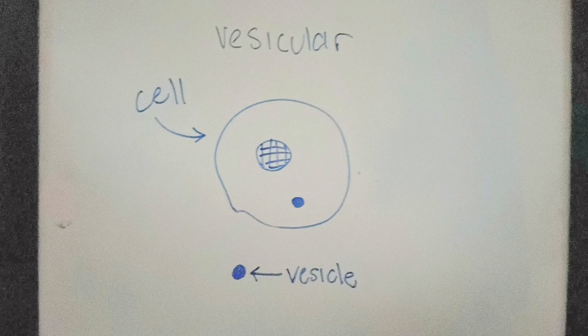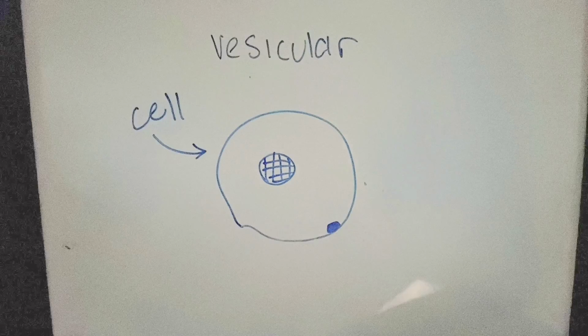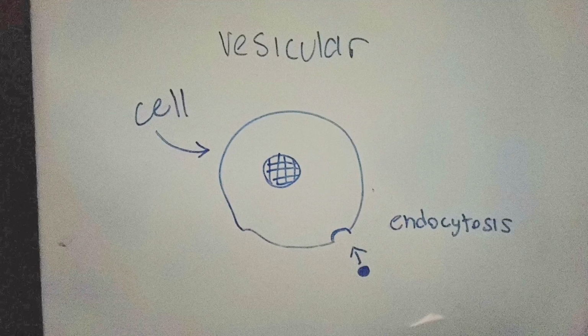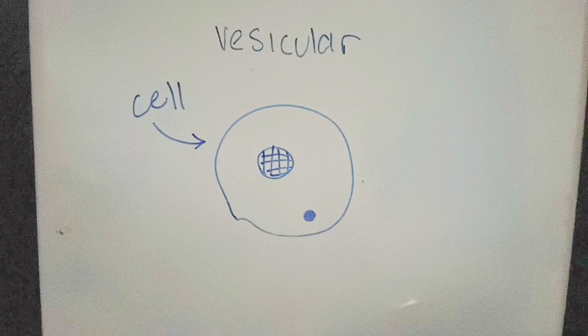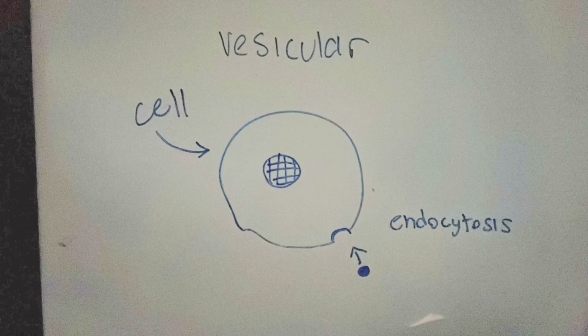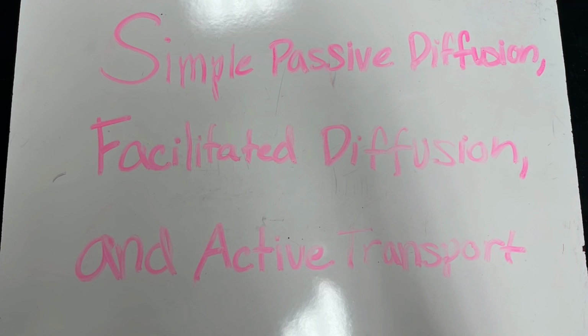Here, a vesicle in the cell is shown carrying out substances where it binds to the cell membrane and then opens up and releases those substances outside of the cell. This is called exocytosis. The opposite shown here, where substances enter the vesicle through the membrane, is called endocytosis. Overall, a cell uses three main types of membrane transport to receive and expel different substances.